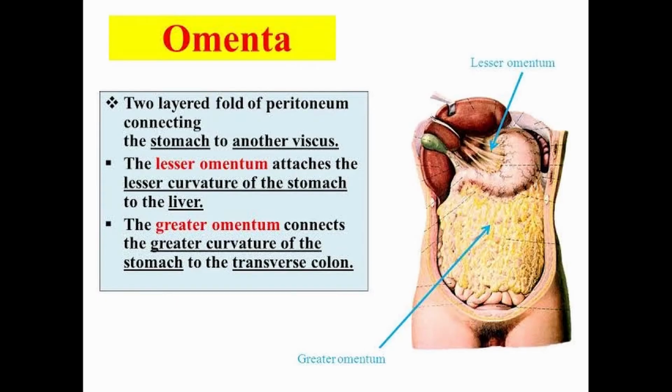Now we discuss the omentum of the stomach. In the stomach there are 2 omenta, the lesser omentum and the greater omentum. The lesser omentum attaches the lesser curvature of the stomach to the liver, as you can see on the diagram, and the greater omentum connects the greater curvature of the stomach to the transverse colon. The omentum is a 2-layered fold of peritoneum connecting the stomach to another viscus. So these are the omenta of the stomach.